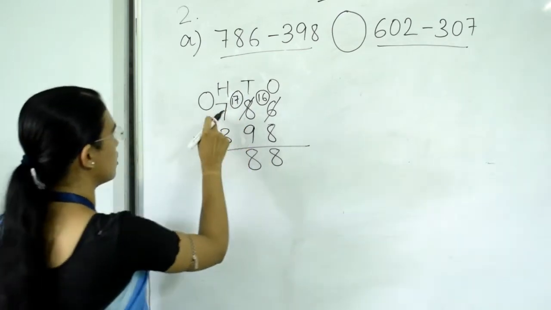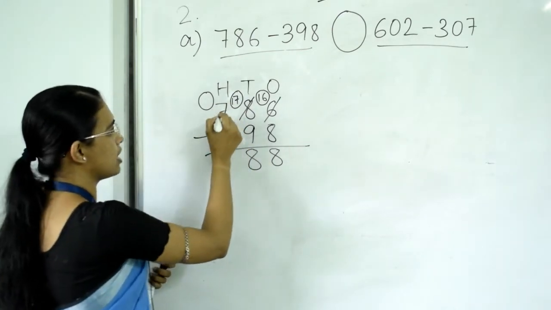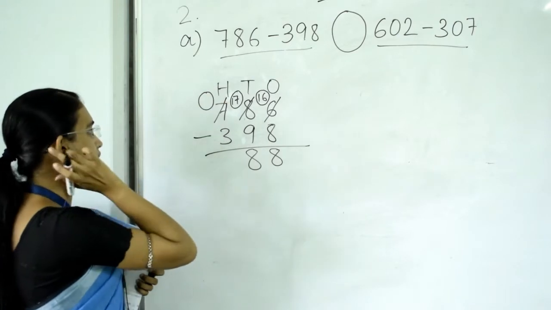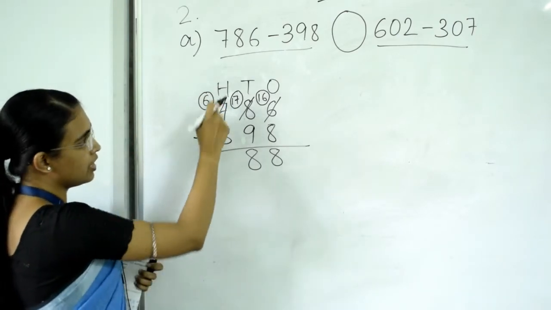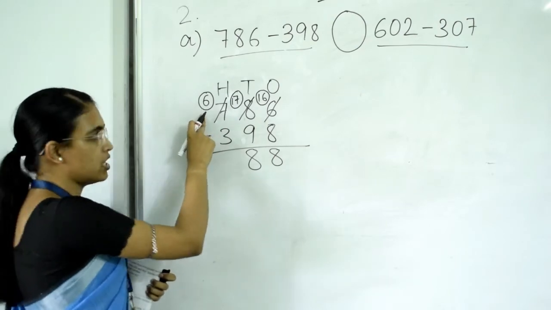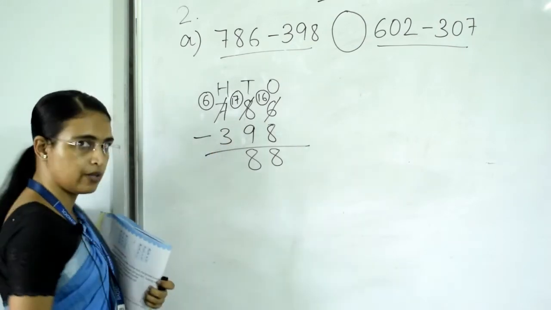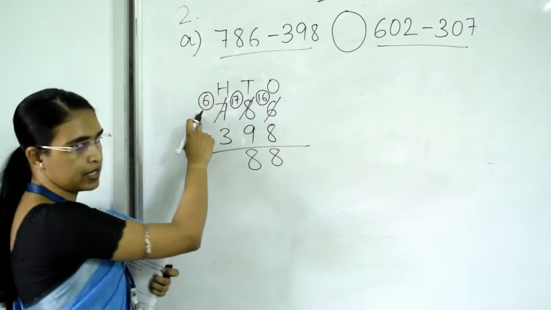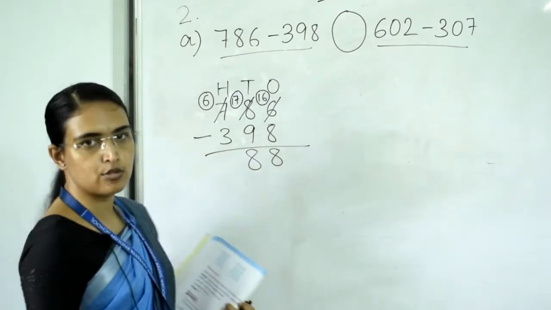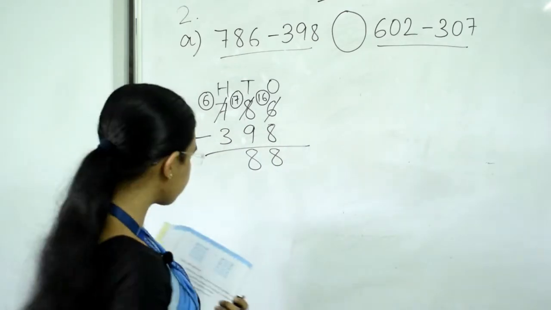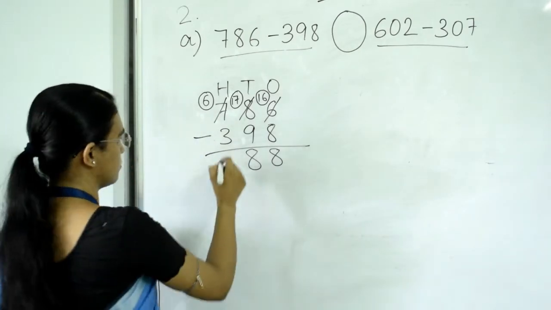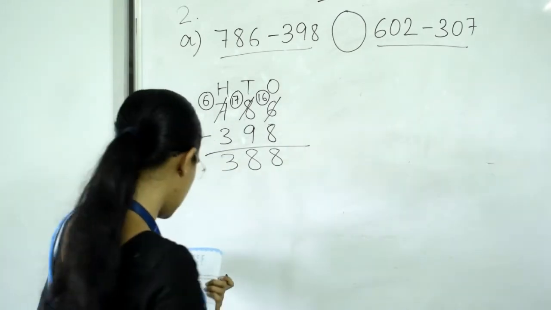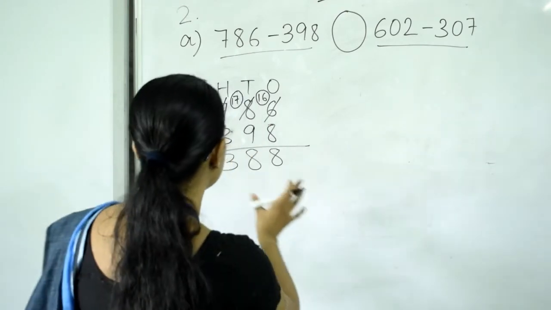Now this carry will shift here and we have to subtract 1 from 7. When you subtract 1 from 7, it becomes 6. Now at the 100s place, at the top we have 6, but at the bottom we have 3. Now 6 is bigger than 3, so we don't need to carry again. So 6 minus 3 is 3. Okay, so here we have 388.